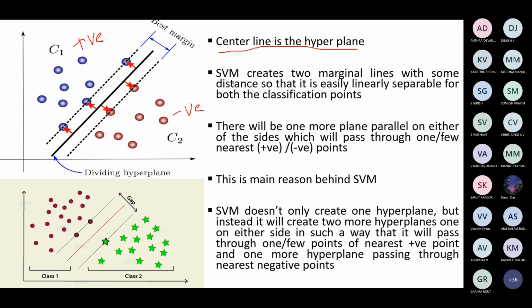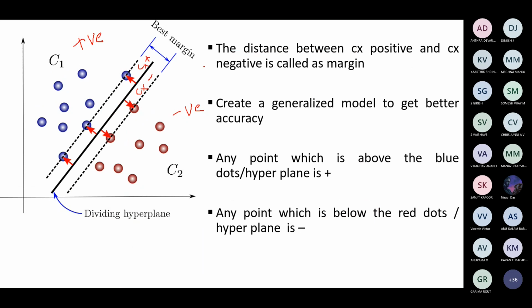The center line is a hyperplane. SVM creates two marginal lines with some distance so that it is linearly separable. There will be one more parallel plane on either side, which will pass through the positive points and the negative points. SVM does not only create one hyperplane, it creates two more hyperplanes, one on each side, such that one hyperplane passes towards the positive and the other passes towards the negative class. The distance between the positive point C plus and the negative point C minus is called the margin. So we want to create a generalized model to get better accuracy.